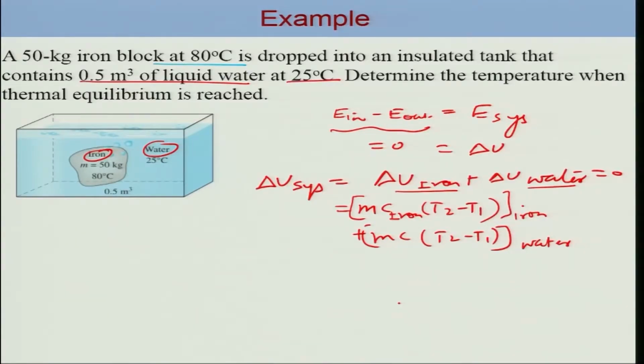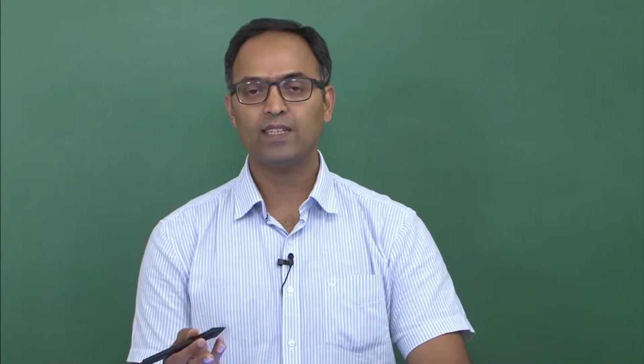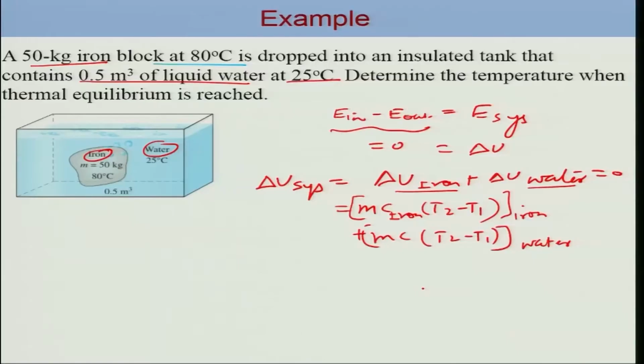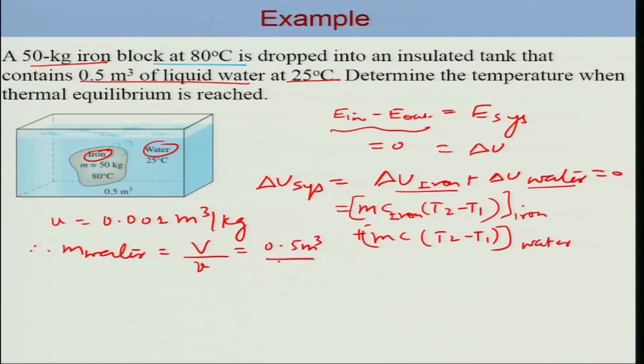Now you need these values in order to solve the problem. You also need the mass. We know the mass of iron, but what about the mass of water? We know the density of water, so we can make use of that to obtain the specific volume. The specific volume for water would be 0.001 meter cube per kg. Thus the mass of water is volume divided by specific volume, which is 0.5 meter cube divided by 0.001 meter cube per kg. So this is going to be 500 kg.